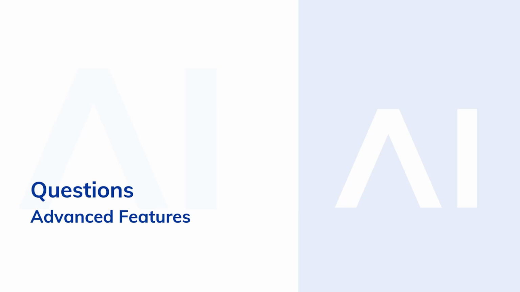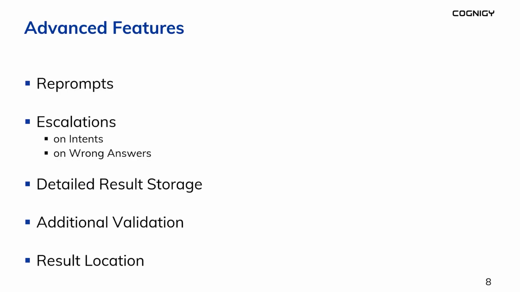Now, what we've looked at so far are the basic features of the question node and how they're mostly used. But the question node also has several advanced features which we're going to look at now. We're going to look at reprompts. So what if a user gives the wrong answer? What options do we have? We're going to look at escalations. What if the user keeps giving the wrong answer? Or what if something like, I don't know, is mentioned? How do we handle that?